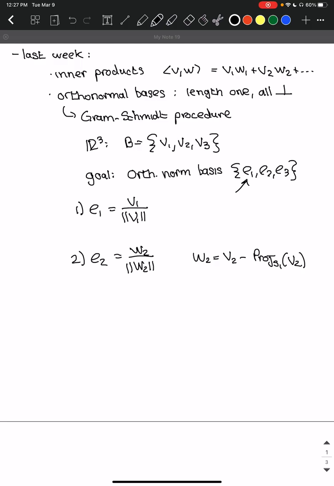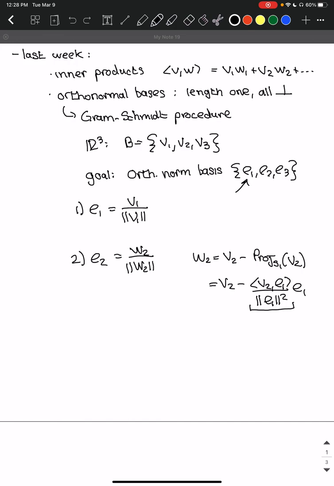So when I'm finding W2, I'm really looking at V2. I project it onto E1, divide by E1 squared, right? And then I project that onto the actual vector V1, or E1, sorry. So this right here gives me a scalar, and essentially I'm subtracting off a scaled version of my first orthonormal basis vector from my second one, okay?